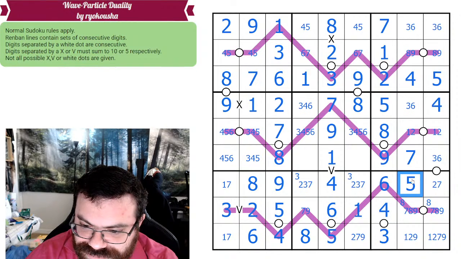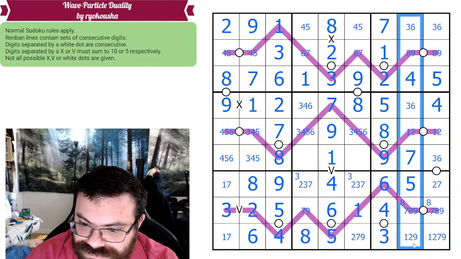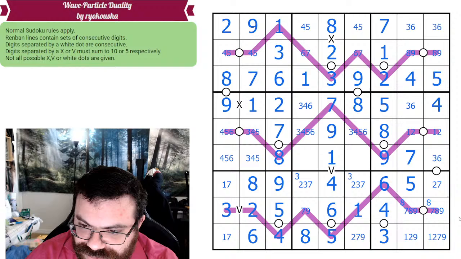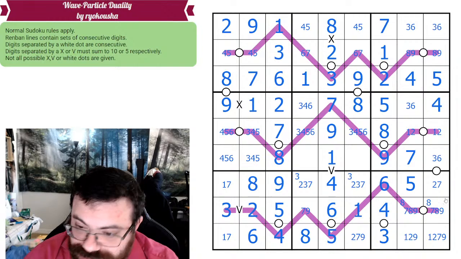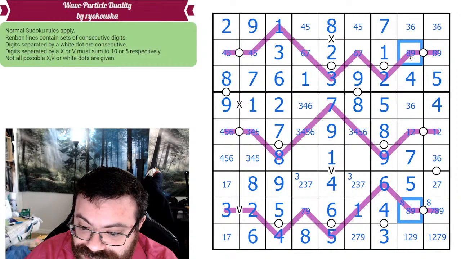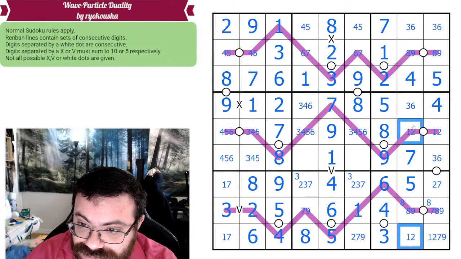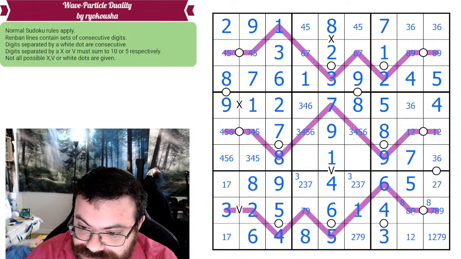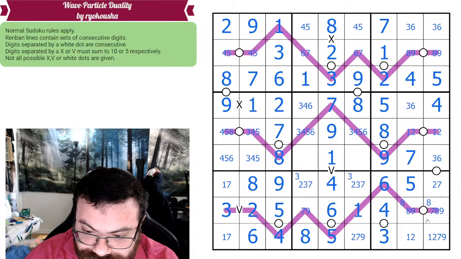Okay, this is a little different. What am I doing? I'm going crazy. This is not a 7. That's an 8-9 pair. That's not 9. 1-2 pair, 3-6 pair, 8-9 pair. Okay. What's next?